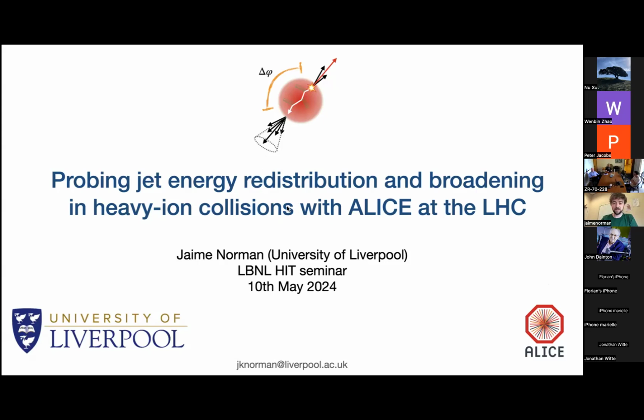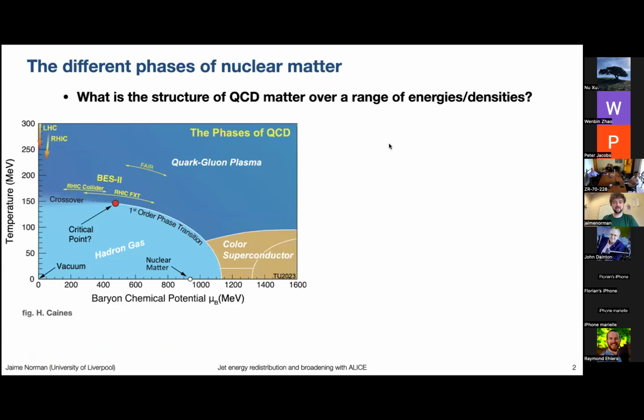I think you'll all be familiar with QCD and the background here, but I wanted to give a very brief background as to what we're measuring and why we're measuring it. The first question that we can ask when we look at the different phases of nuclear matter is what is the structure of nuclear matter, of QCD matter, over a range of energies and densities.